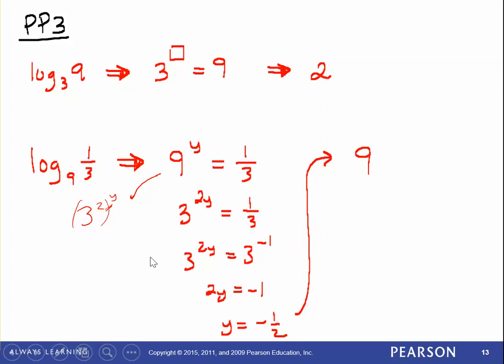Alright, and then we go to, just to sort of check it out here, let's see if that is true. 9 to the negative 1/2, is that really a 1/3? Let's see. So remember, with the negative in the exponent, that really means reciprocal.